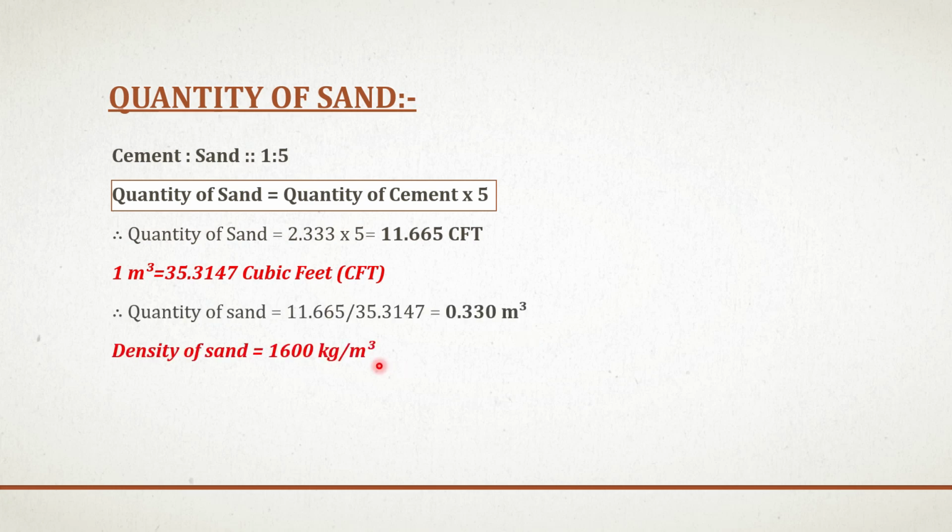In this case, I am considering density of sand as 1600 kg per cubic meter. So to get the weight of sand, multiply these two values, which is volume of the sand and density of sand. So 0.330 multiplied by 1600 equals 528 kg. Otherwise, we can say 0.528 tons.